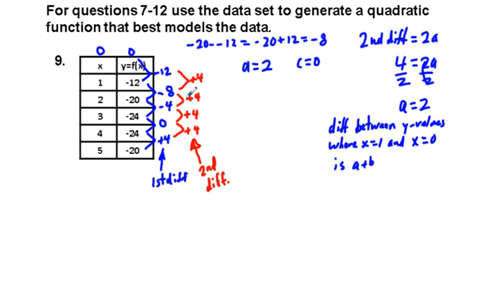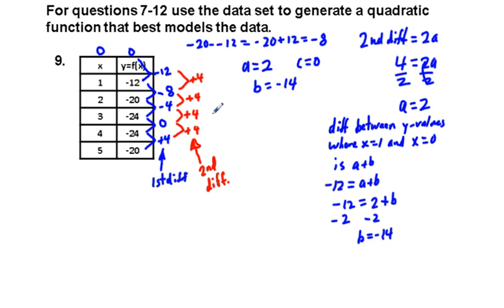So that's going to be -12 minus 0. So -12 is equal to a plus b. And so -12 is equal to 2 plus b. And subtracting 2, we're going to get b is equal to -14. So I'm going to say b is equal to -14.